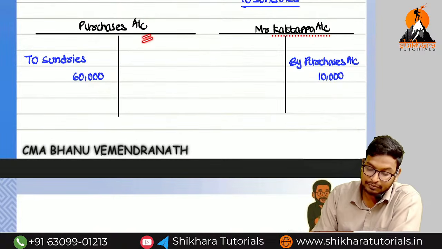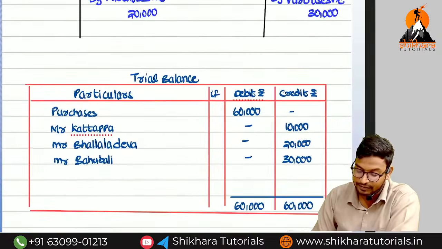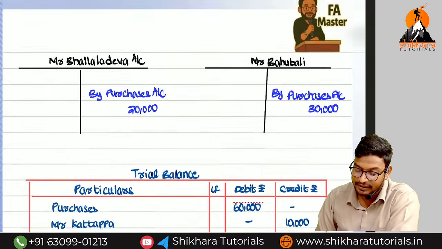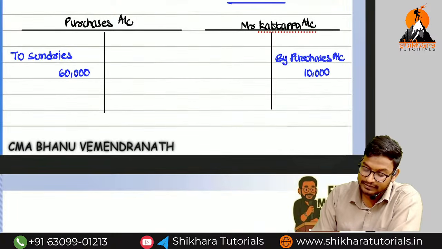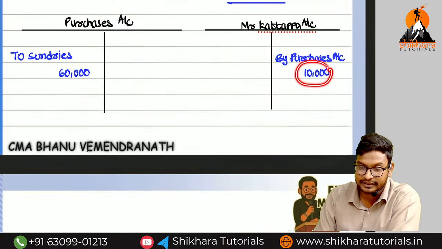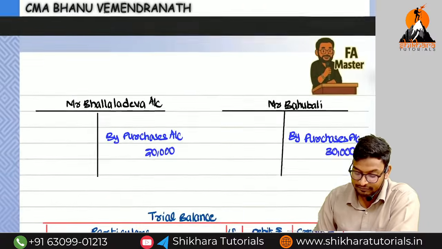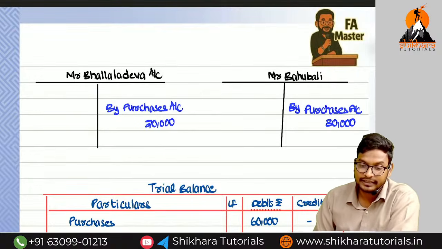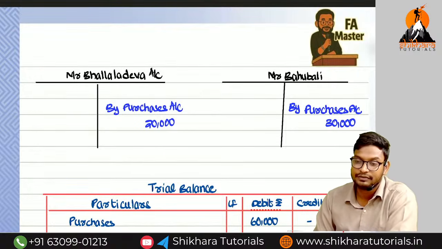The debit balance will be transferred to which side of the trial balance? It will be debited to the trial balance. And the credit balance will be transferred to which side? Credit side. This account is showing which balance? Credit balance, because credit side is more than the debit side. The same way, Ballal Deva account and Bahubali account are also showing which balances? Credit balance.